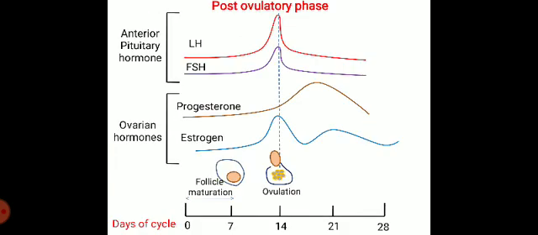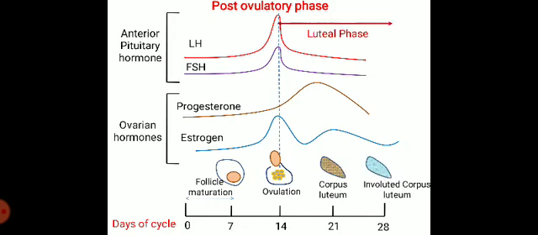Post-ovulatory phase. In the post-ovulatory phase, luteinizing hormone and follicle stimulating hormone levels decrease, but the level of progesterone increases, and the level of estrogen also decreases, but after some time it increases. The post-ovulatory phase is also known as the luteal phase.